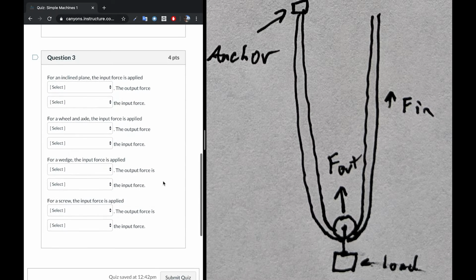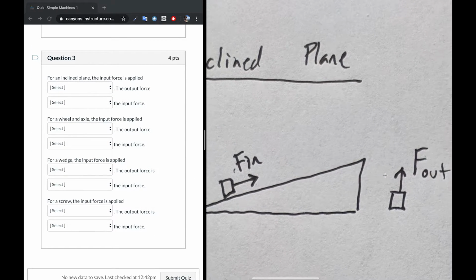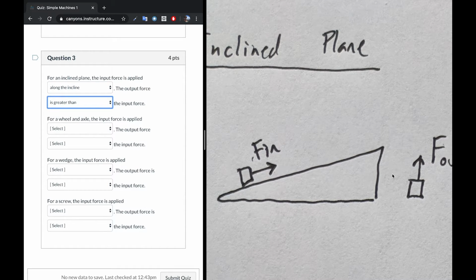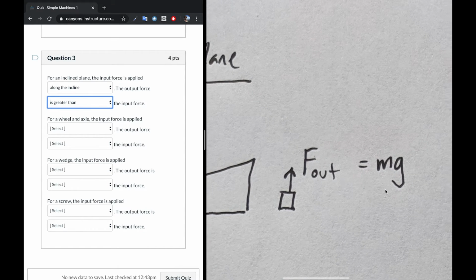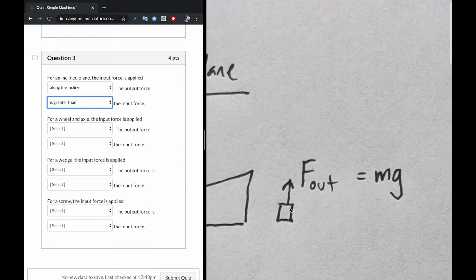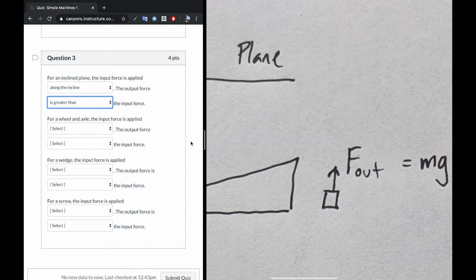Okay, last bit. Inclined plane looks like this. You have the input force going up the ramp here. Okay, so that's going to be along the incline. The output force is always going to be greater than the input force. You can't get less output than input. The output is just the weight of the box, so the force of gravity here, because that's how much you'd have to lift it without the inclined plane.